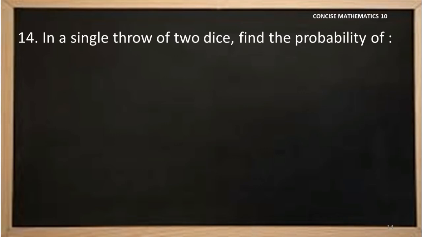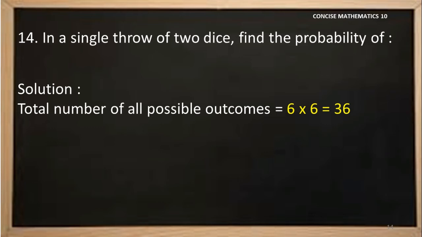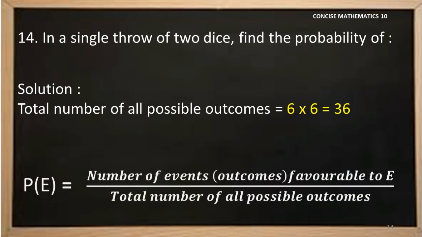Now question number 14. In a single throw of 2 dice, find the probability of a doublet, a number less than 3 on each dice, an odd number as a sum, a total of at most 10, an odd number on one dice and a number less than or equal to 4 on the other dice. So hence it is a single throw of 2 dice. We know that total possible outcomes is equal to 6 6s are 36 and the formula remains the same.